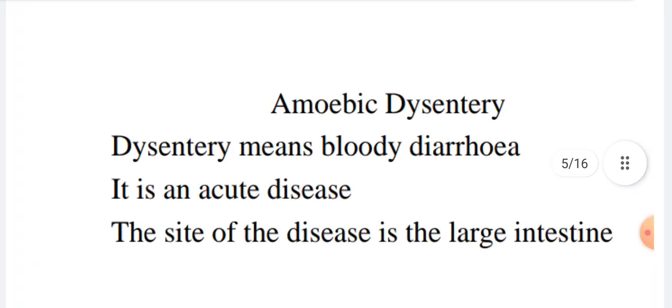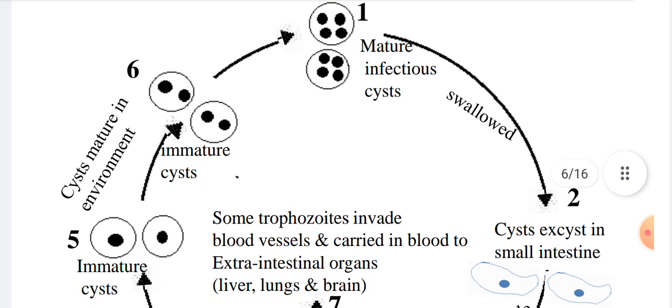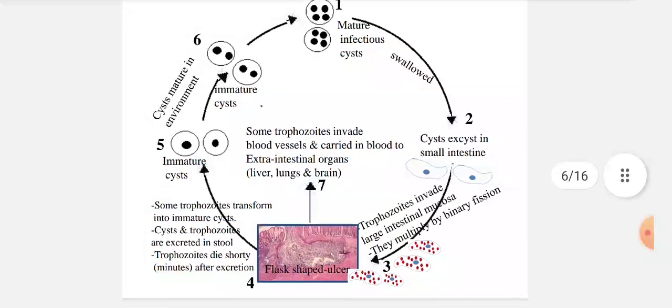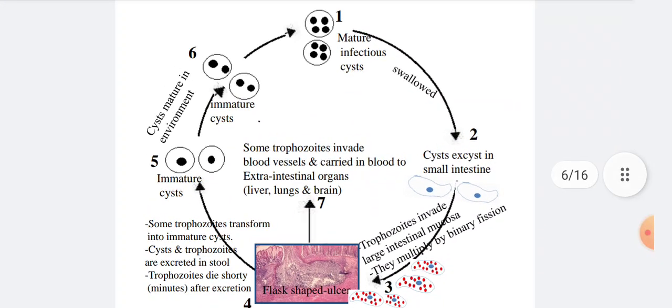Amoebic dysentery. The term dysentery means bloody diarrhea. It is an acute disease. The site of the disease is the large intestine. This figure demonstrates the life cycle of Entamoeba histolytica. We start from number 1. Here, the infection takes place by swallowing of the mature infectious cyst, the quadrinucleate cyst.